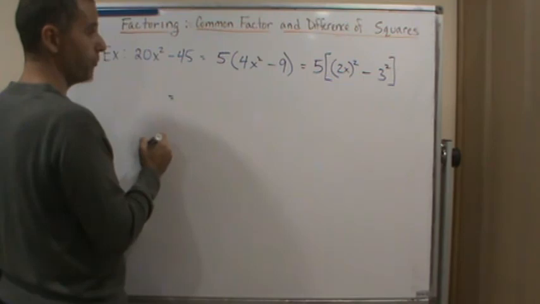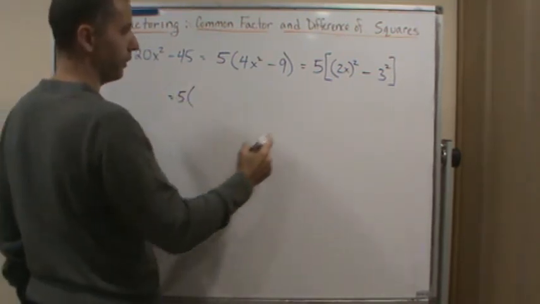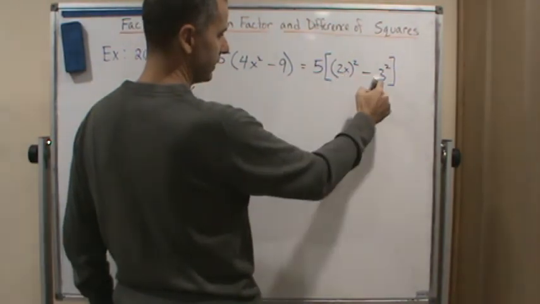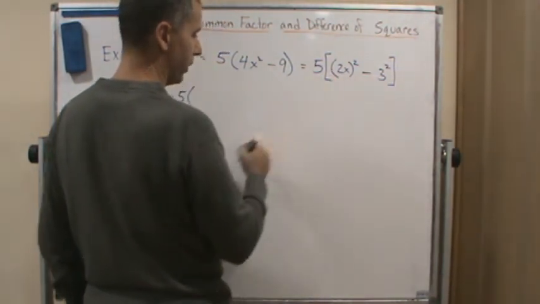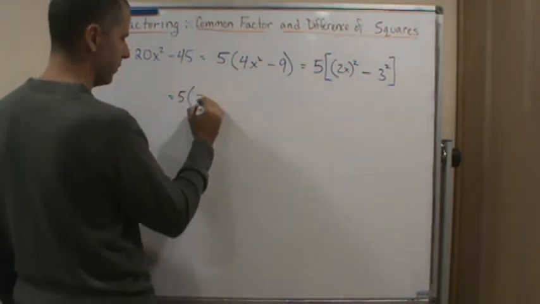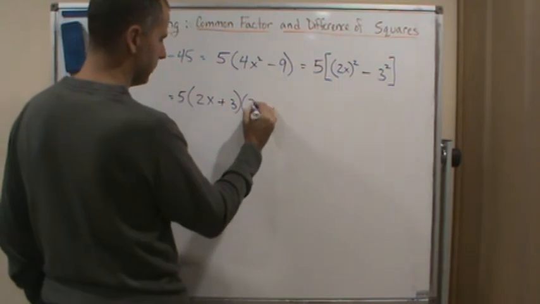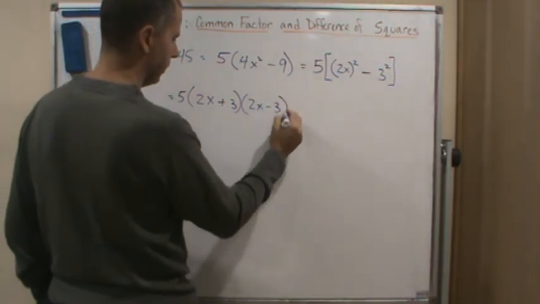And so now I'm going to factor it again. And so now this becomes my a, 2x, and 3 is my b. So I do a plus b times a minus b. So this is going to be 2x plus 3 times 2x minus 3.